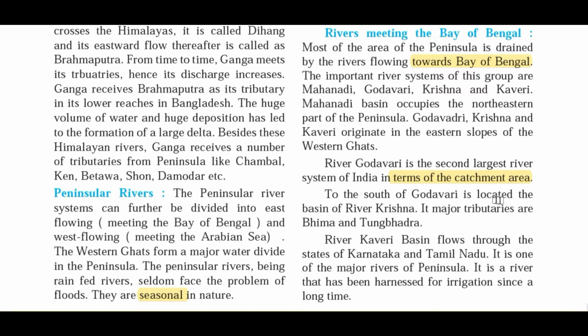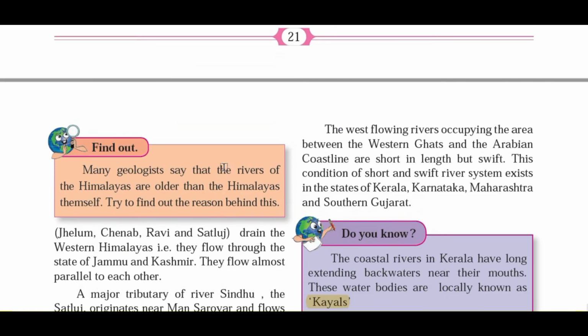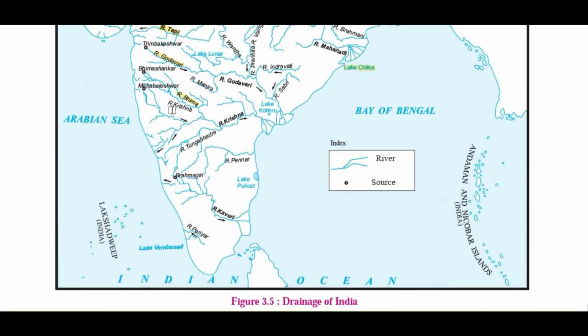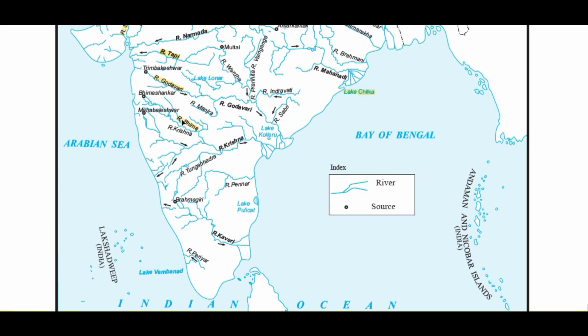To the south of Godavari is located the river Krishna. Its major tributaries are Bhima and Tungabhadra. This Bhima river is also known as Chandrabhaga River near Pandharpur. Why is it known as Chandrabhaga River near Pandharpur? Because it forms a semicircular shape like a crescent moon. Pandharpur is a very famous religious place of Hindus located on the bank of this Bhima river or Chandrabhaga river. Remember this thing.